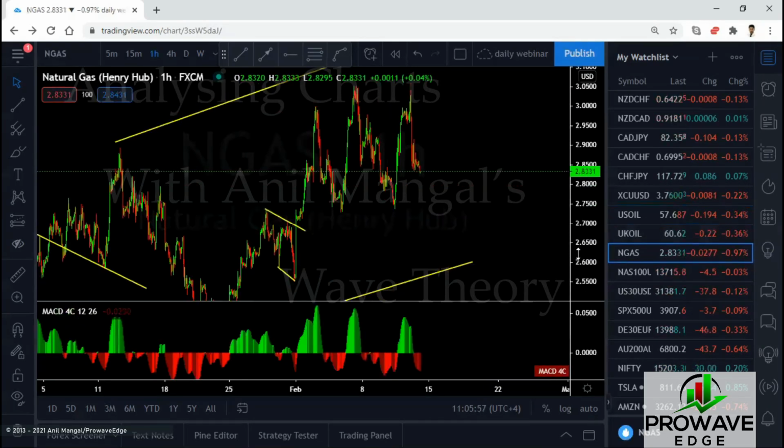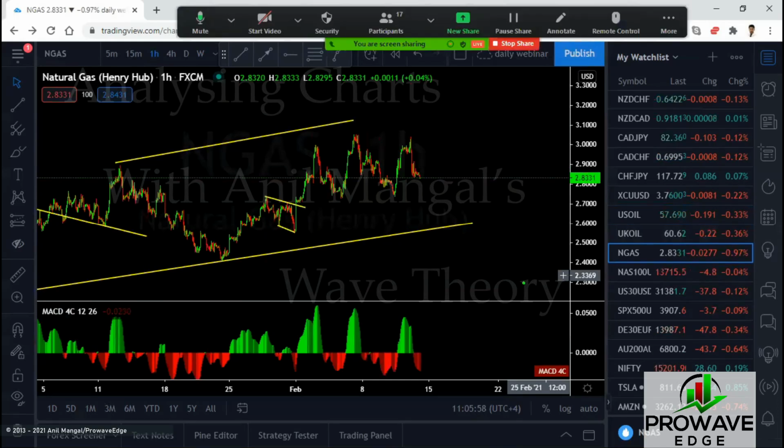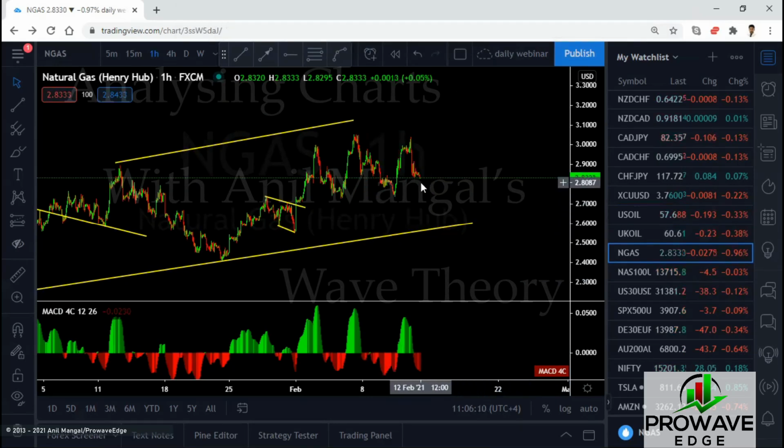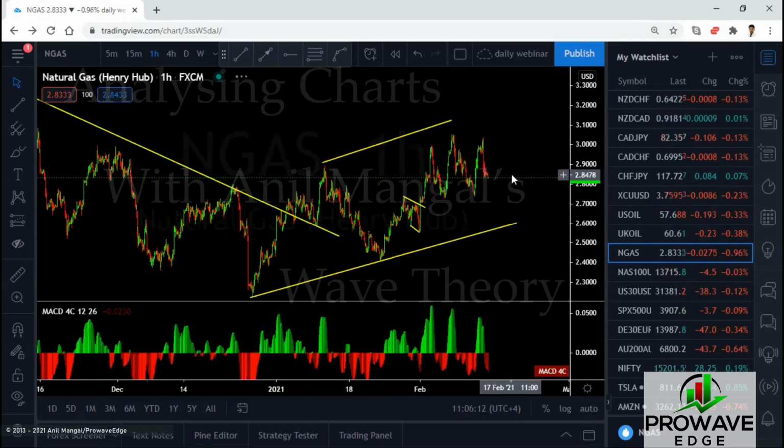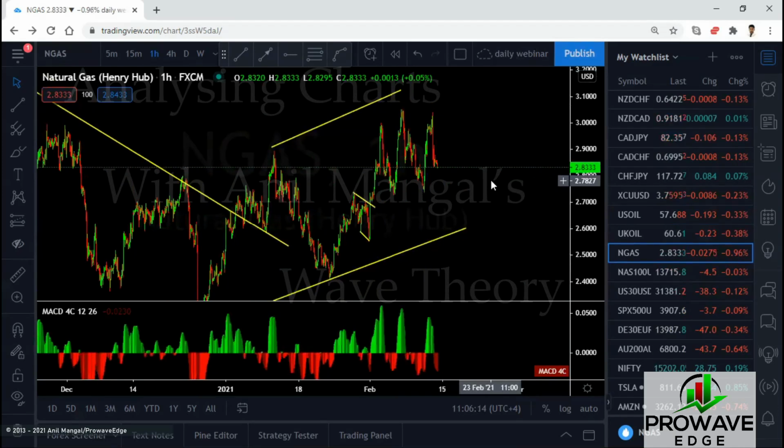Natural gas came back down. I drew this for you yesterday and told you the probability of them coming back down because we would look at this as a flat and you would get 1, 2, 3, and then you can go back up. Pretty easy. Let's see how far it comes before they go back up. It's likely going to go back up.